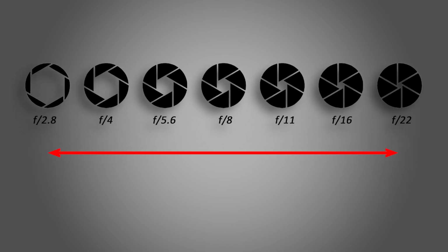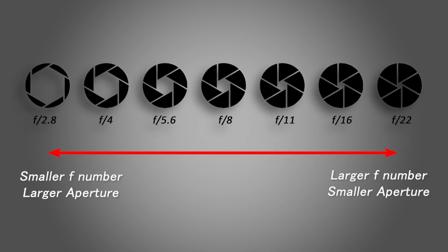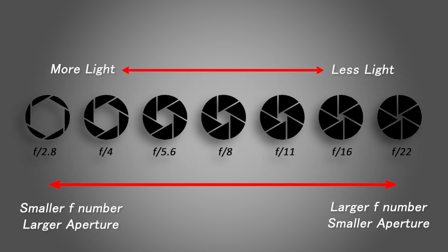F-stop or f-number is a method of describing the size of the aperture in each lens. There is a confusing thing about this f-stop scale. The smaller the f-number, the larger the aperture, and the larger the f-number, the smaller the aperture. So, f2.8 is a larger aperture and lets in more light than f11. More light is let in when the hole is bigger.